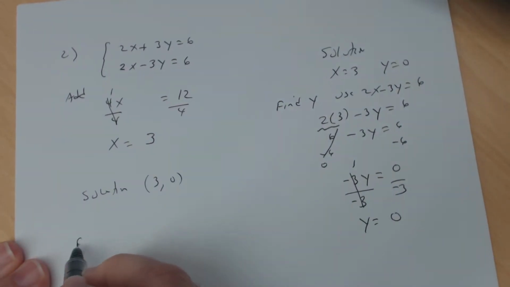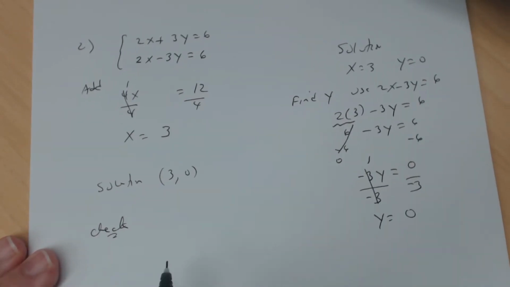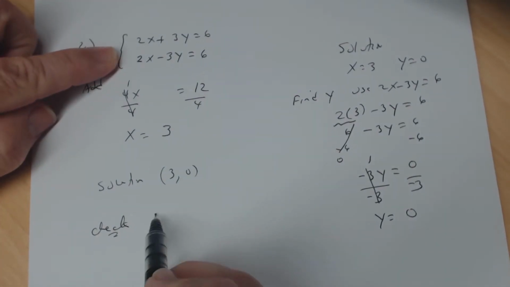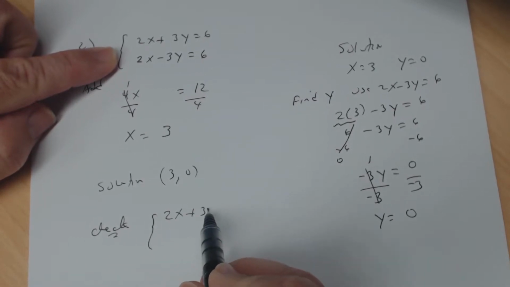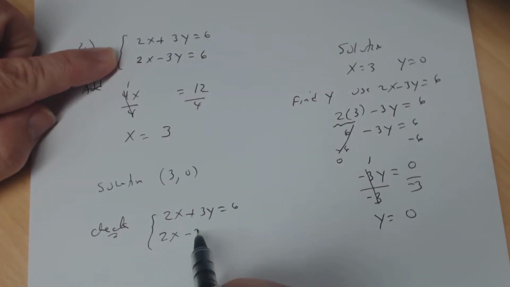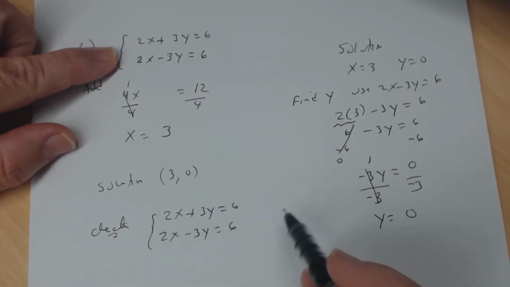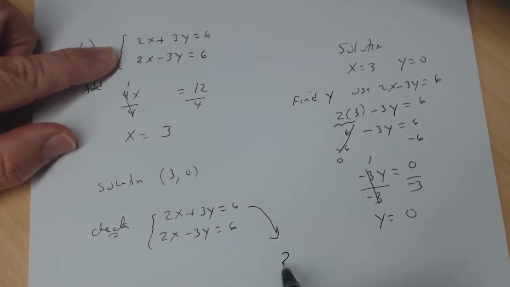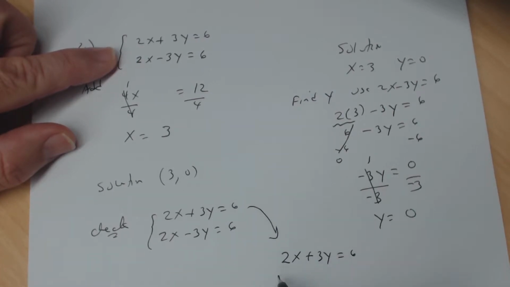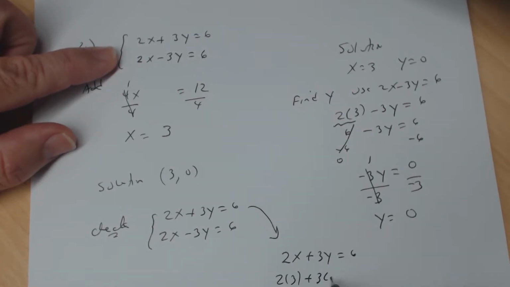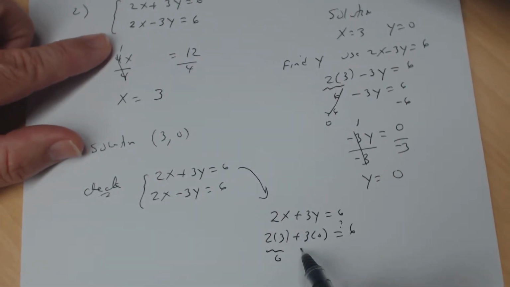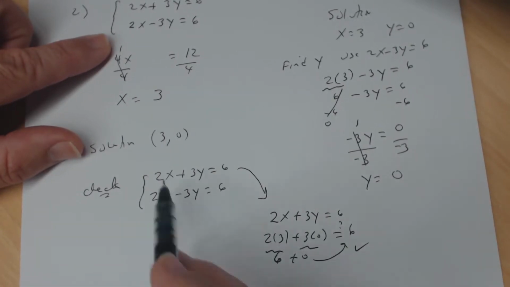Now, let's check. Always check. Go back. Remember, you've got to go back to the original. So 2x plus 3y equals 6, 2x minus 3y equals 6. In place of x, I plug in 3. In place of y, I plug in 0. So let's see what we get. Let's do this one first. 2x plus 3y equals 6. So x is 3, that's 2 times 3 plus 3 times 0. y is 0. And we'll see if that's equal to 6. Well, 2 times 3 is 6. 3 times 0 is 0. So is 6 plus 0 equal to 6? The answer is yes. Okay, let's do this one.